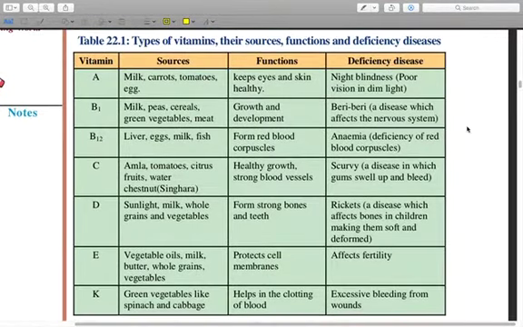And next one is vitamin B12. Their sources are liver, eggs, milk, fish. Their function is that they form red blood corpuscles, red blood cells. In our body we have red blood cells in our blood. So the B12 vitamin helps in formation of RBCs. And the deficiency disease: what will happen if you have less B12 vitamin? Anemia is a disease. You might have heard about anemia. It's basically deficiency of red blood cells.